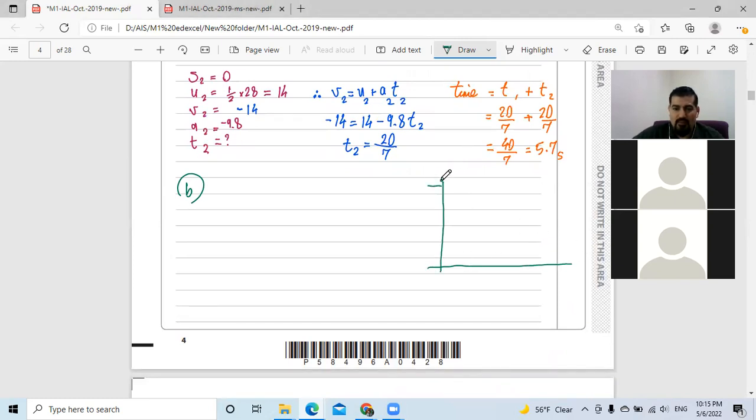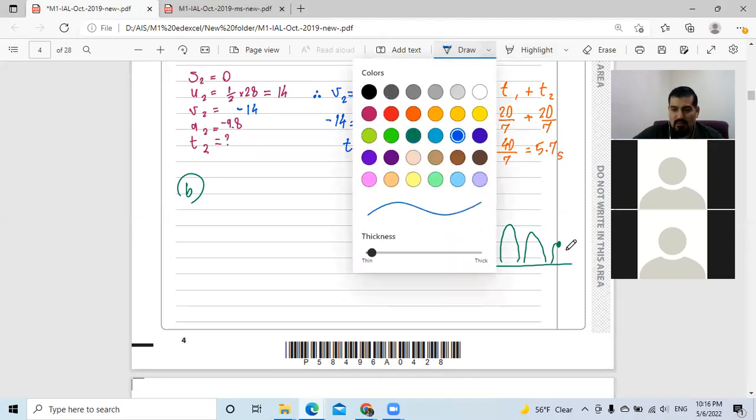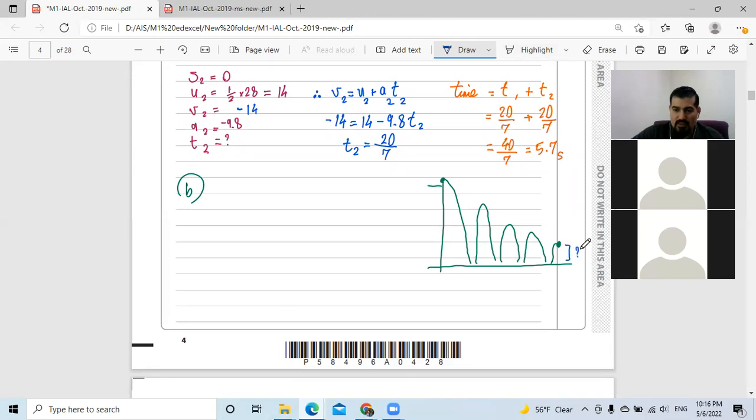So it falls from here. This is the first bounce, second bounce, third bounce. They ask about this height here. How much is the maximum height at this point? From here to here, they ask about this height.